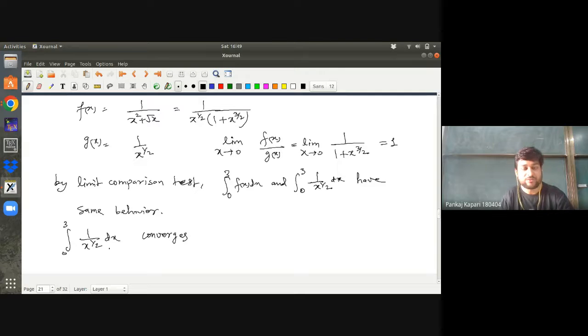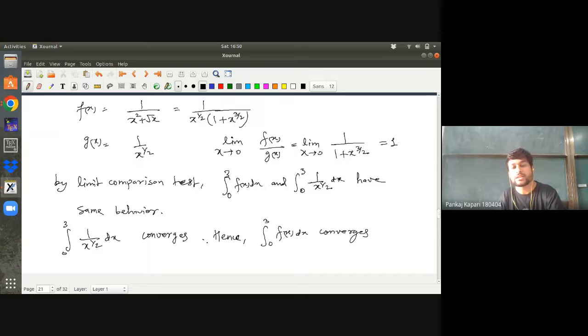Because, as we have seen before, this is our test integral and the value of p is half, and in that case the integral converges. Okay, and because they have the same behavior, the integral from 0 to 3 of f(x) dx converges.